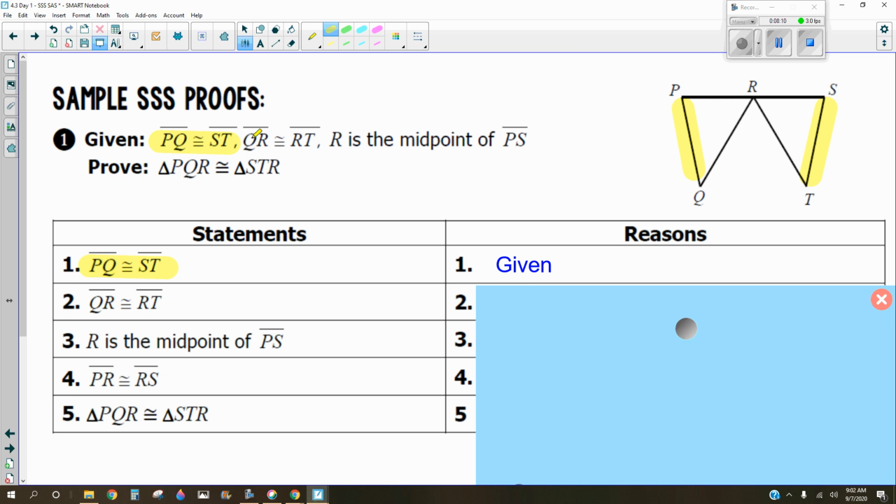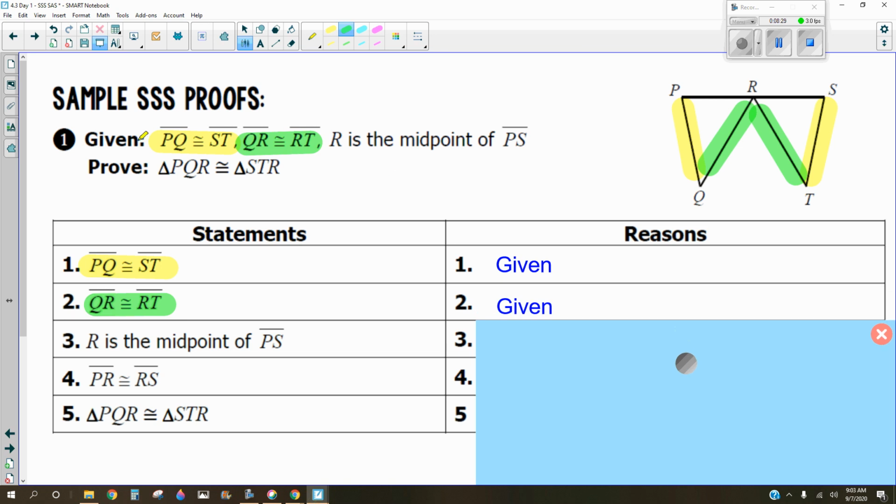Okay, let's look at another one. Here it says QR is the same as RT. Notice, I read it, I write it, I color it, and then I reason. How did I know? They gave it to me under the given line. So far, it looks like I have one side set. See, that's a side, right? These were sides. This was a set of sides, so that's an S. So far I have 2 sides.